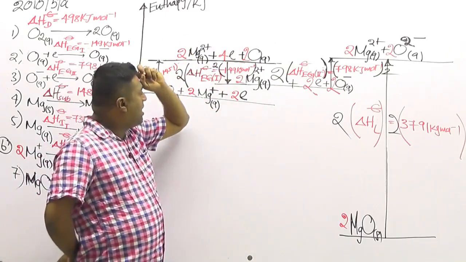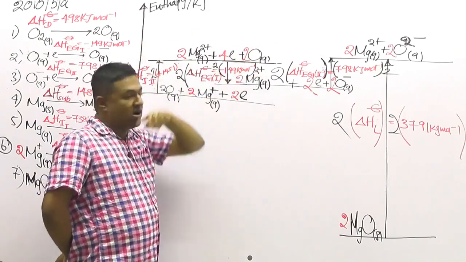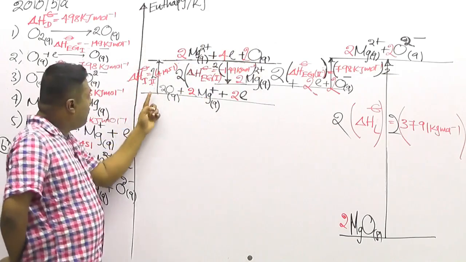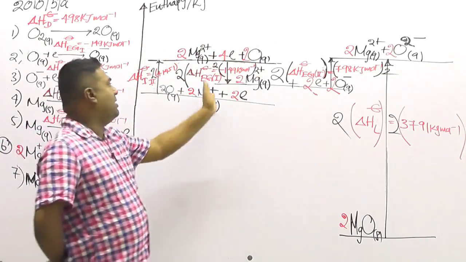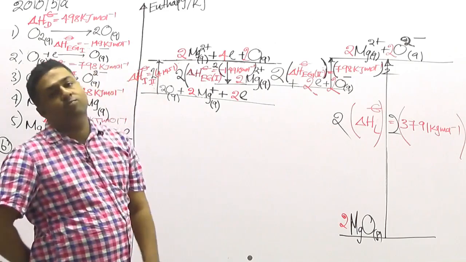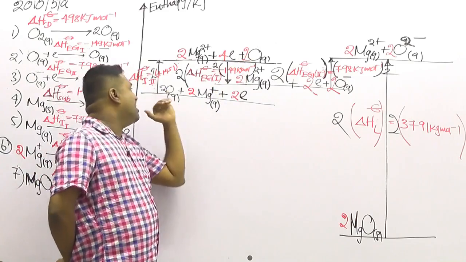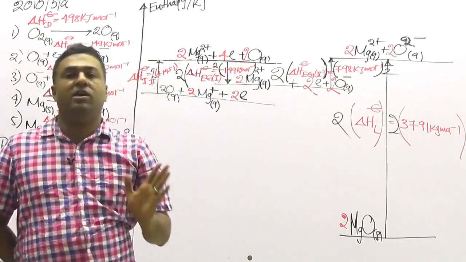And we did nothing for 2 oxygen. So to obtain a balanced chemical equation, 2 oxygen gas has to be added here.